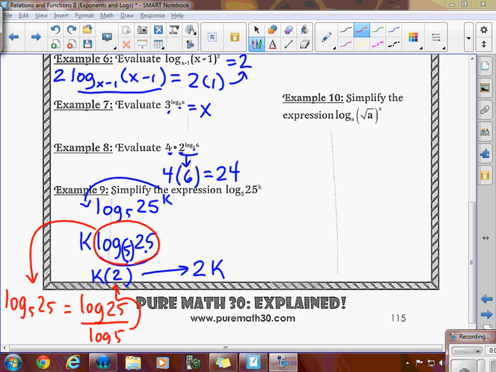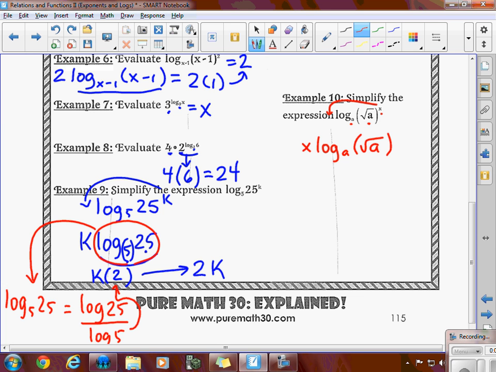The last example here has us simplifying the expression log base a of the square root of a raised to the x. It says write this down in simpler form. So the first thing I would consider is that I have my stuff with the power of x, so I'd be dropping that x down. So I'd be saying x log a of the square root of a.